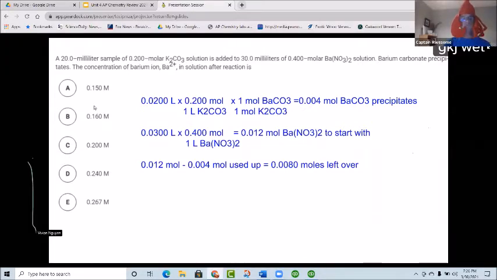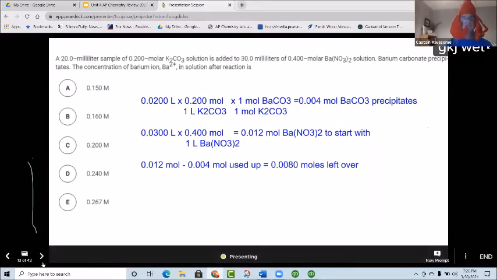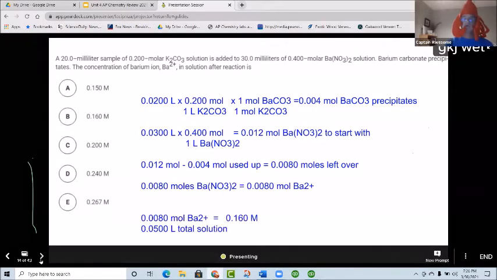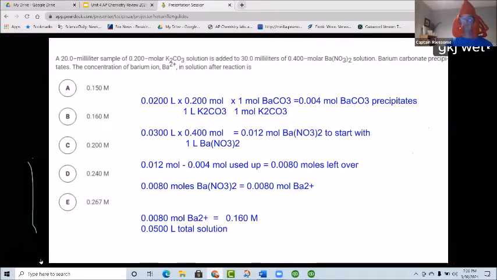And then when you do the math, you can figure out how many moles are left over. Once you have the moles left over, it becomes a simple thing of taking the moles left over and dividing by the total volume, because you have to remember you had 20 milliliters and added another 30 milliliters. So that's 50 milliliters total. So the idea is take barium ion in solution and divide it by the total volume.